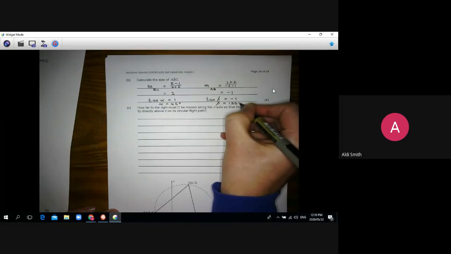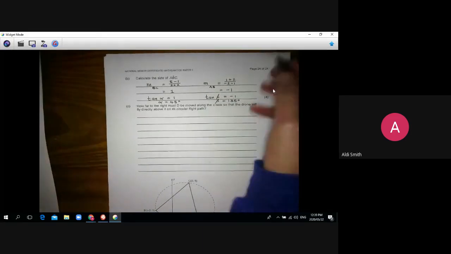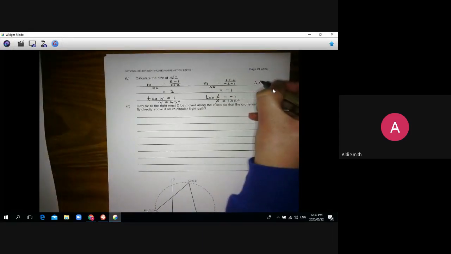And then finally, that means if this is 45 and this is 135, then this is 45, this is 90, this is 90. So I can just go and say that means angle ABC is 90 degrees.